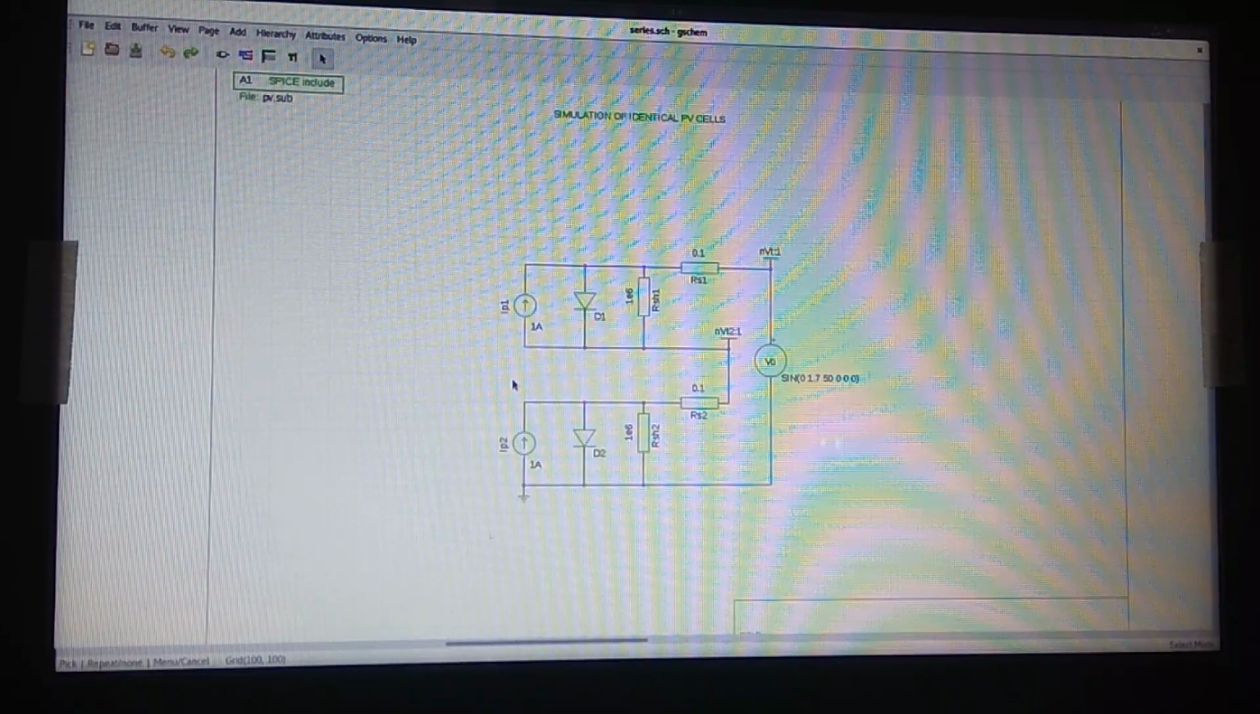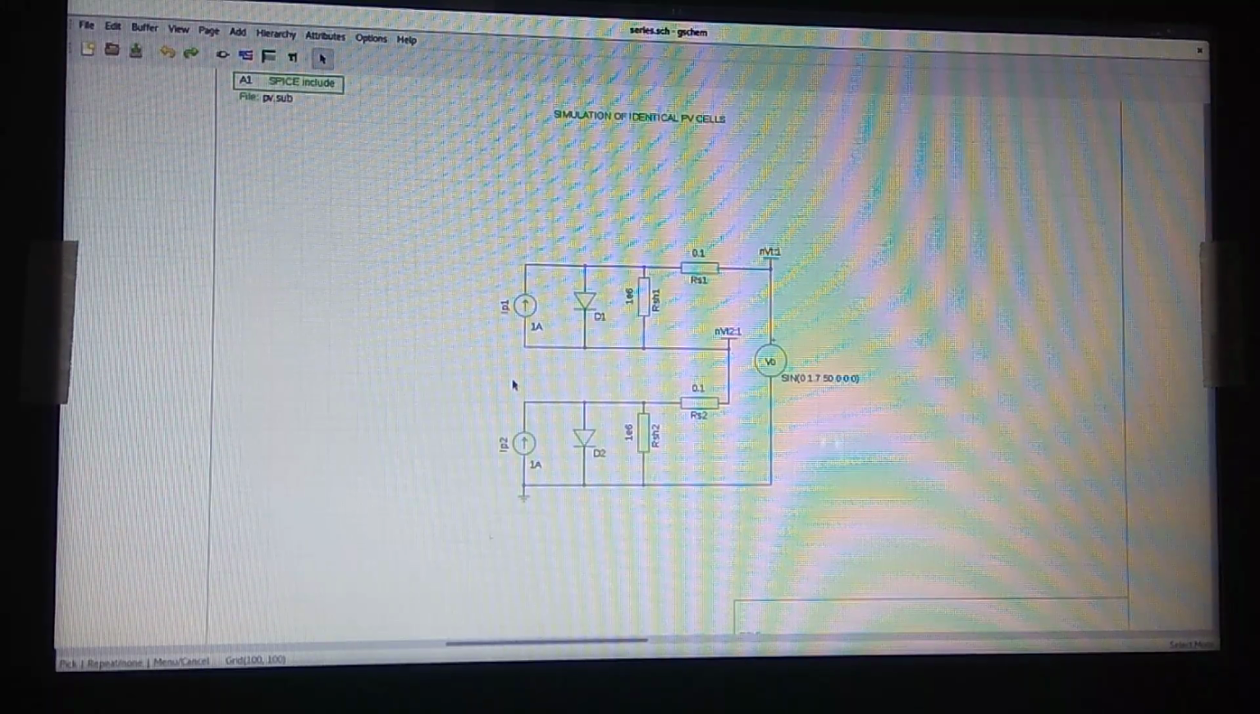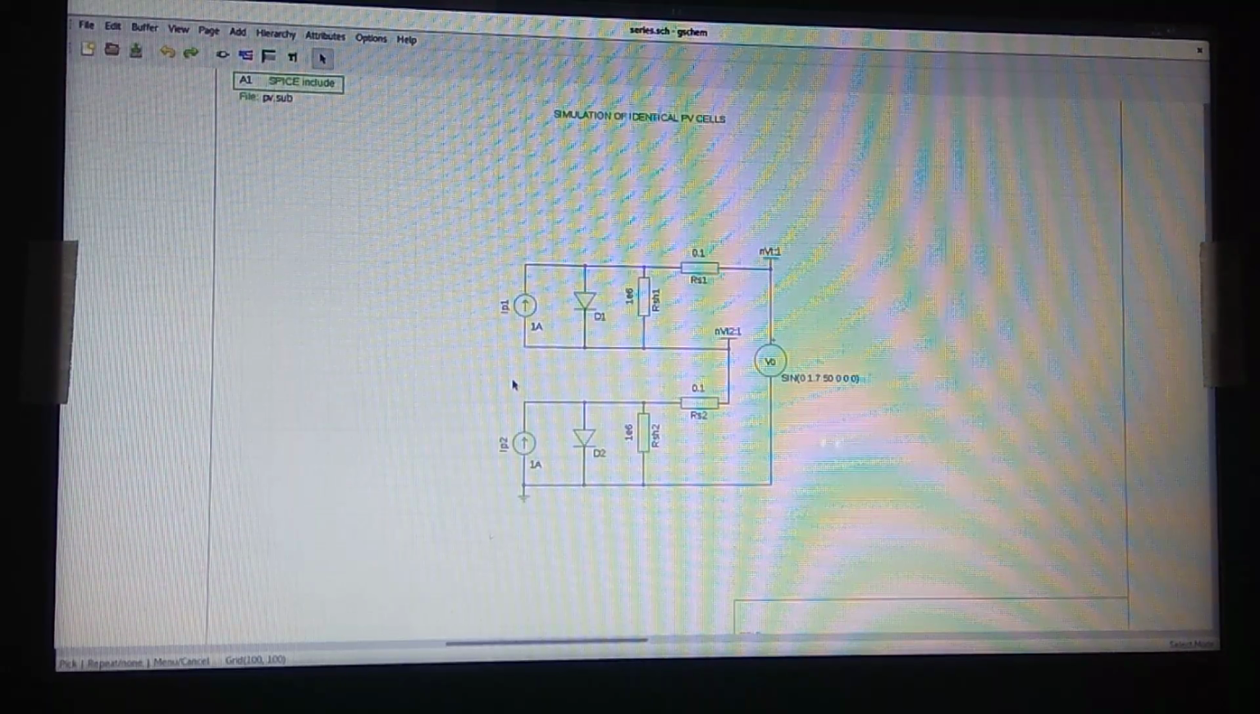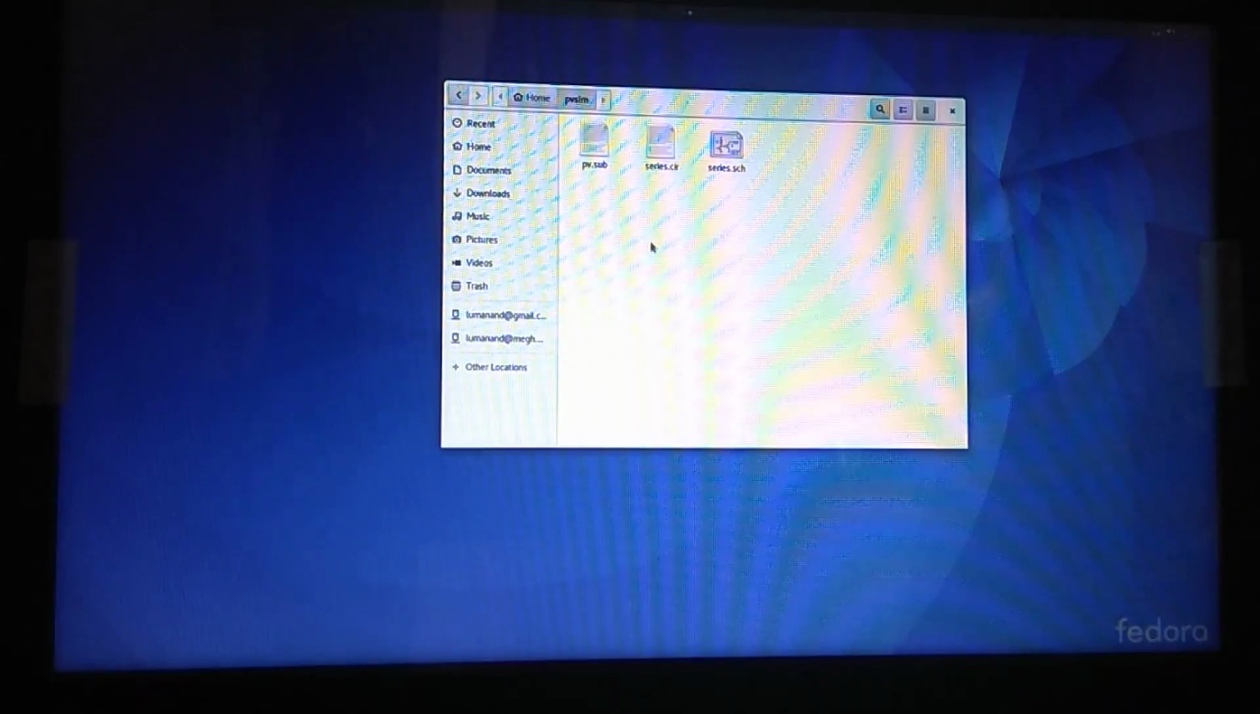Let us generate the netlist and simulate using ngSpice. Let me go to the simulation project folder, which is PVSim. There are three files that you will see here. Series.sch is the schematic file that we just now saw.